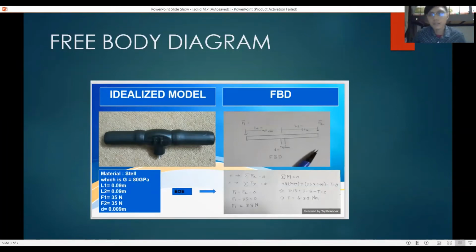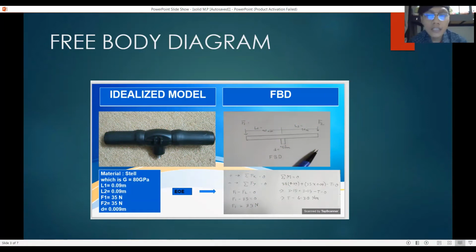Alright, my name is Muhammad Aris bin Johari. I will present about the free body diagram. As you can see here, this is our project idealized model. We use steel as the material, with G equals 80 GPa. The length L1 is 0.09 meter, L2 is also 0.09 meter. The force F1 equals 35 Newton, F2 is also 35 Newton. The diameter is 0.009 meter.